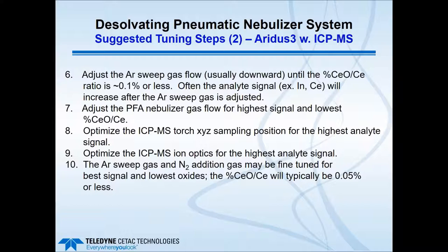Okay, then we'll adjust the PFA nebulizer gas flow for highest signal and lowest oxides. Then usually we're looking, of course, to push the cerium oxide to cerium ratio below 0.1%. Now, after we've done that, we need to go back to the ICP-MS, and we need to optimize the torch's XYZ sampling position, and we'll need to optimize the ICP-MS ion optics for the highest signal. After we've done that, of course, we can go back and fine-tune the argon sweep gas, nitrogen addition gas, and even the nebulizer gas for best signal and lowest oxides. Typically, the percent cerium oxide to cerium ratio after you've run the system for maybe 1 or 2 hours will typically be 0.05% or less.